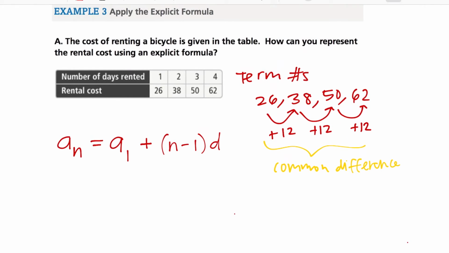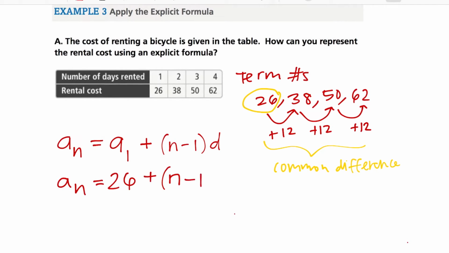So to come up with the explicit formula for this problem, I'm just writing out the formula first. Then I know that a sub n is going to equal, just starting to plug things in, a sub 1, which we know is the value of the first term. So the first term here in our sequence is 26. So I'm going to put 26 in for a sub 1, and then plus my nth term, which I don't know what that is. I'm leaving it as n, just like in this formula. I'm going to leave n here because we don't know what term we're going to be solving for.